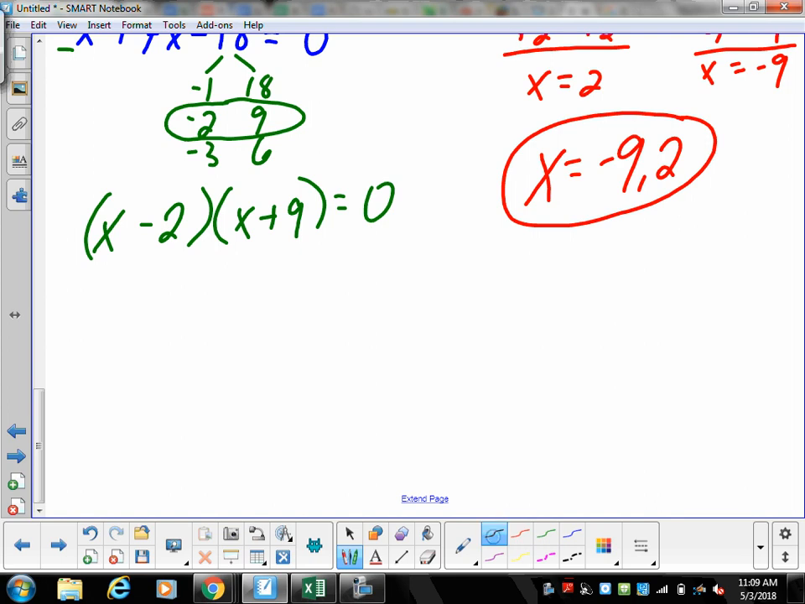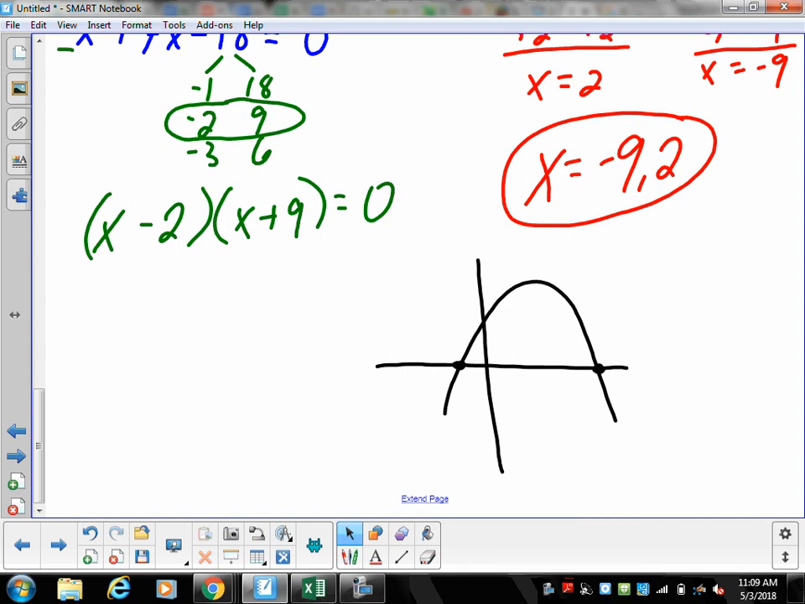And here's, if I'm graphing, the important part of this: these two spots where it crosses the x-axis, that's what we're finding. Okay, so as far as the graph is concerned, and in kind of a real world setup, that's where a lot of stuff happens.